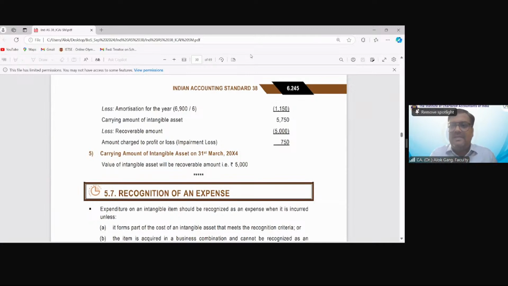Yes, Prachi, please ask your question. Yes, sir. Earlier, when you were explaining whether technical feasibility is there or not, you said that if we are getting less than what we have incurred, then it is not technically feasible for the company to recognize it as an intangible asset.